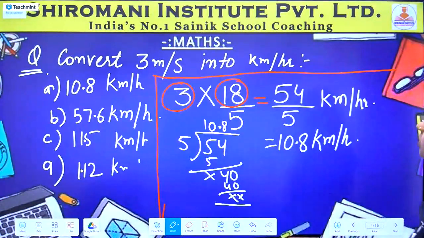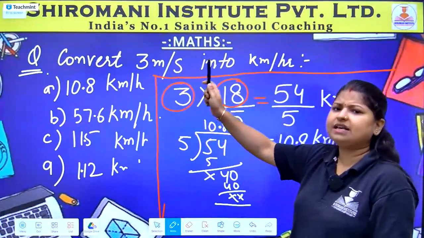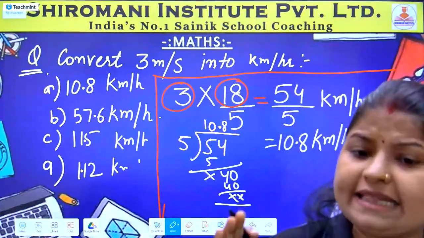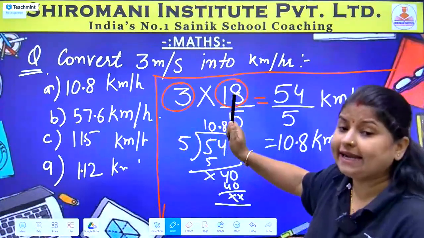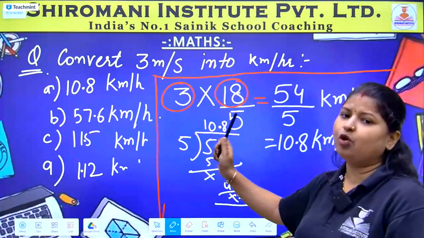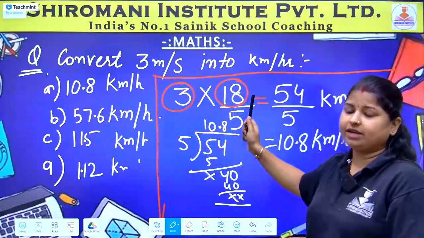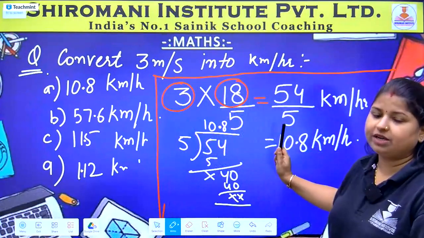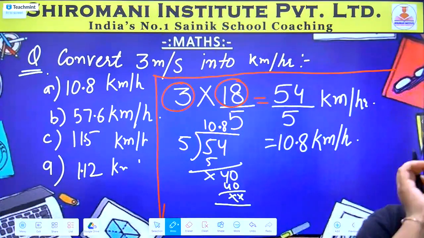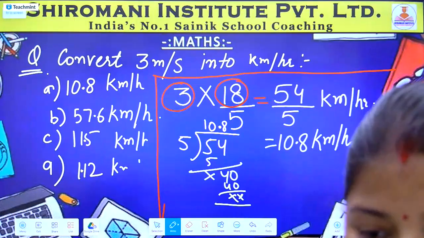Please, everyone, note this down. 3 meter per second into kilometer per hour. So I will multiply 3 into 18 by 5. Now this 3 and 18 both are not divisible by 5. So I will multiply 3 into 18, 54. Denominator I have 5. 54 upon 5. Divide 54 by 5. You will get 10.8 kilometer per hour.